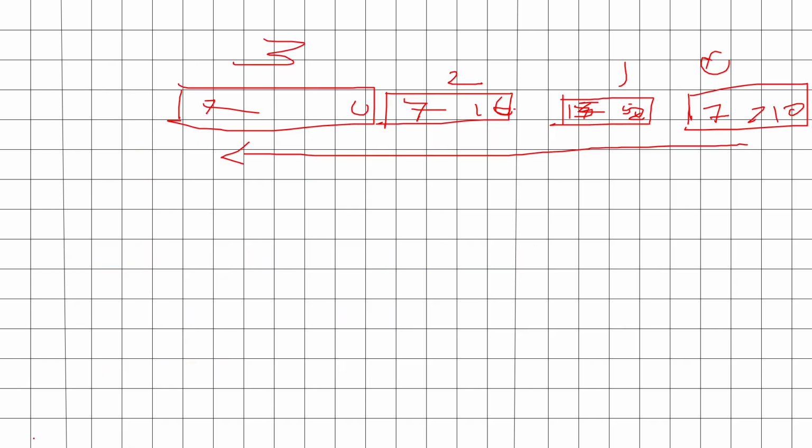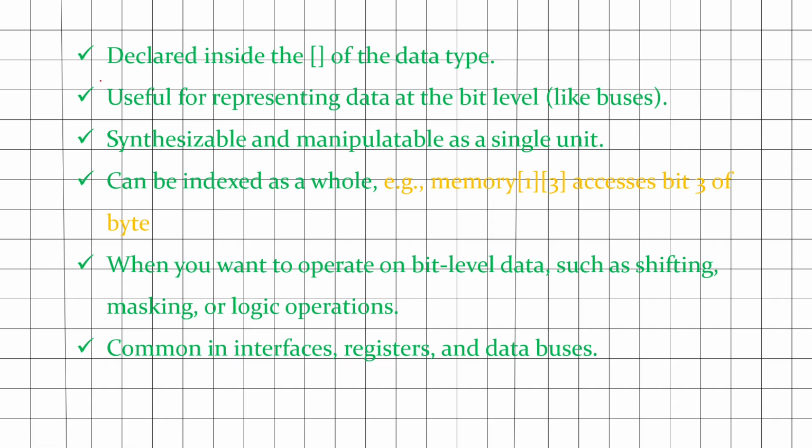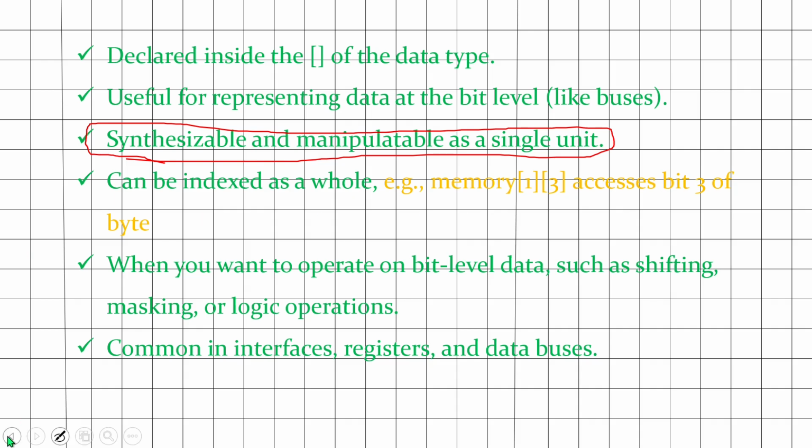Now, the dimensions are declared inside the square brackets before the data type, as you have seen in the example. It is useful for representing data at the bit level, like buses. For example, in the APB protocol, for the data you would make a packed array for PWDATA or PRDATA, because it is a bus and you need continuous memory. It is synthesizable and manageable as a single unit. So this type of array is synthesizable. An unpacked array is also synthesizable if it is fixed size. It can be indexed as a whole, for example memory[1][3] accesses bit 3 of a byte. Okay, one more thing.